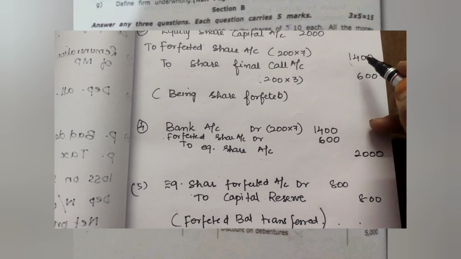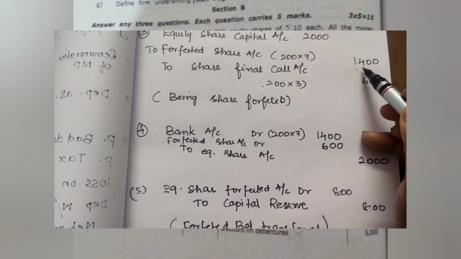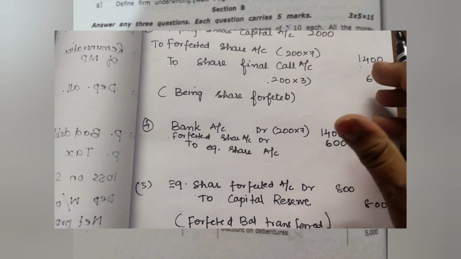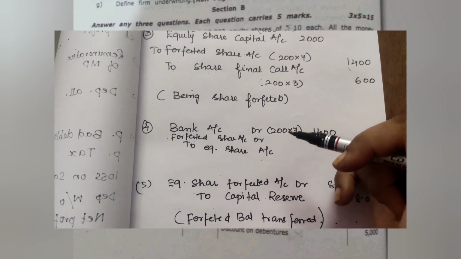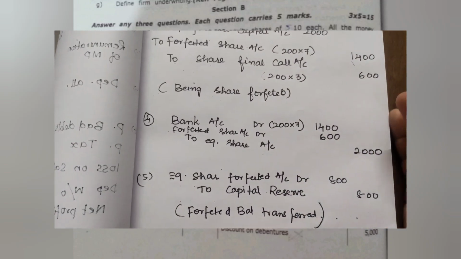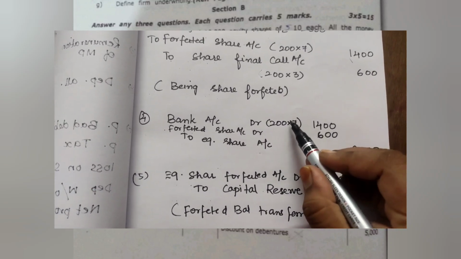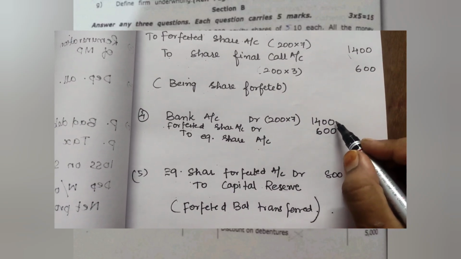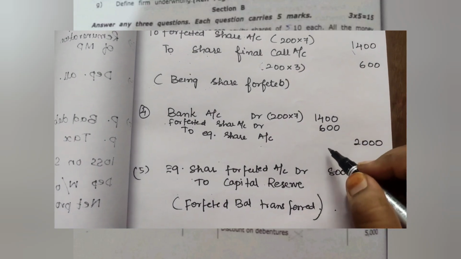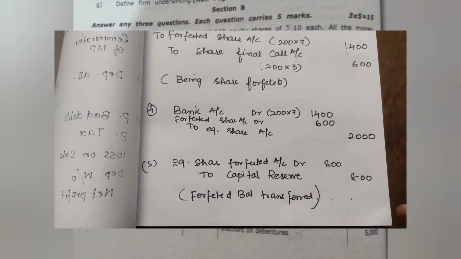You can easily understand. See, Ram paid everything: 200 into 7, 1,400 he paid. Only he didn't pay the final money, which is 3 rupees, that is 600. So the share is forfeited. When the share is forfeited, the share now belongs to the company. Now the company can reissue the shares to somebody else. Now it reissued the share to another person for 7 rupees. Again we received 1,400 rupees instead of 600 rupees. It means the balance is our profit on forfeiture and reissue. So that money we need to transfer to the capital reserve. I hope you all are clear.